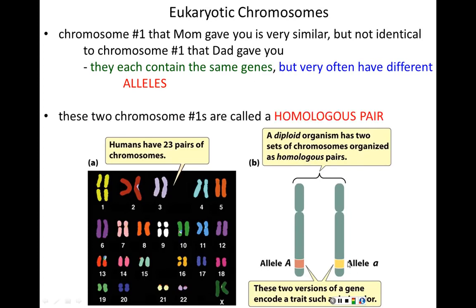Mom gave you brown hair, and dad gave you blonde. Same information, hair color, different version. Brown hair, blonde hair. Now this raises a very big question. If mom gives you brown hair and dad gives you blonde hair and you can't have both at the same time, how do you know which one wins? How do you know what type of hair you have? And that is Mendelian genetics.